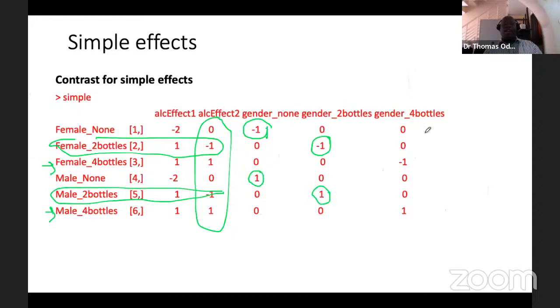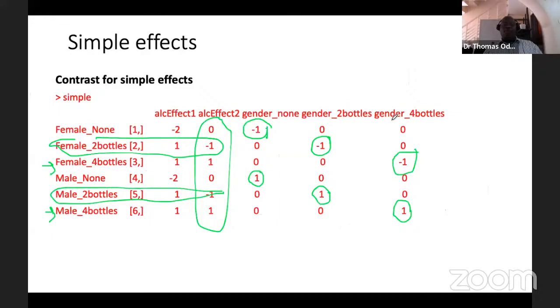And then here gender 4 bottles. So yeah, we fix the bottle number to 4, and then we compare male and female. So this is a simple effect because we fixed the bottle to 4. That's why we are looking at female 4, and then we look at male 4.